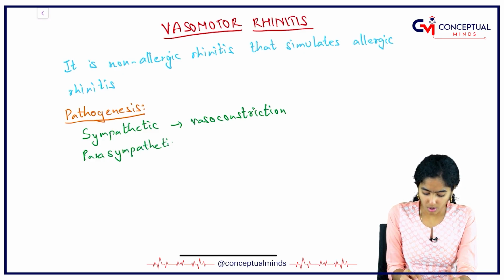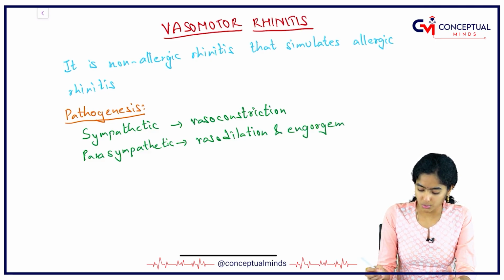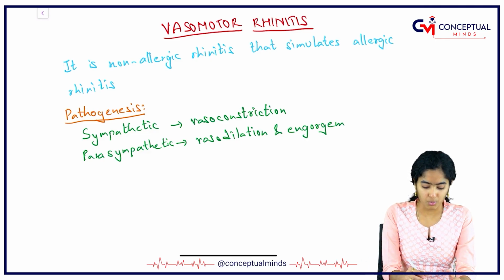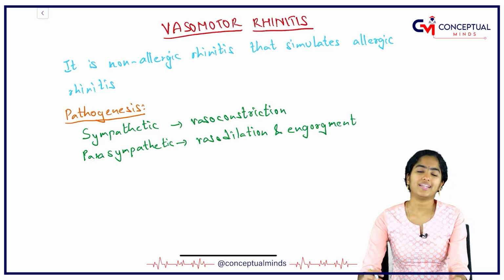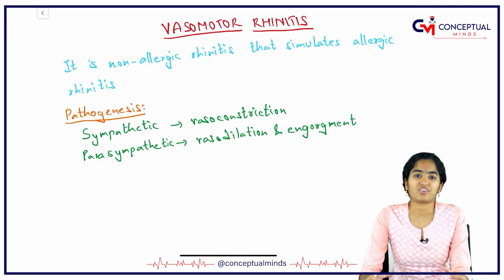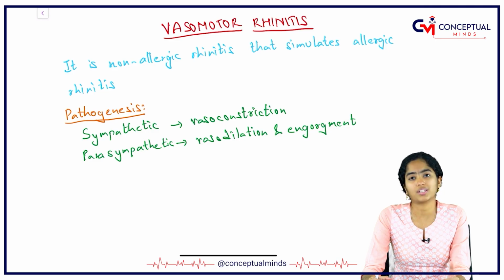This is the key point of vasomotor rhinitis. Parasympathetic causes vasodilation and engorgement of vessels. And when there is engorgement, the patient experiences these symptoms of stuffiness, rhinorrhea, excessive secretions. These are all observed. So, overactivity of the parasympathetic system will cause excessive secretion from the nasal glands. All the glands are also under autonomic control, as you know.